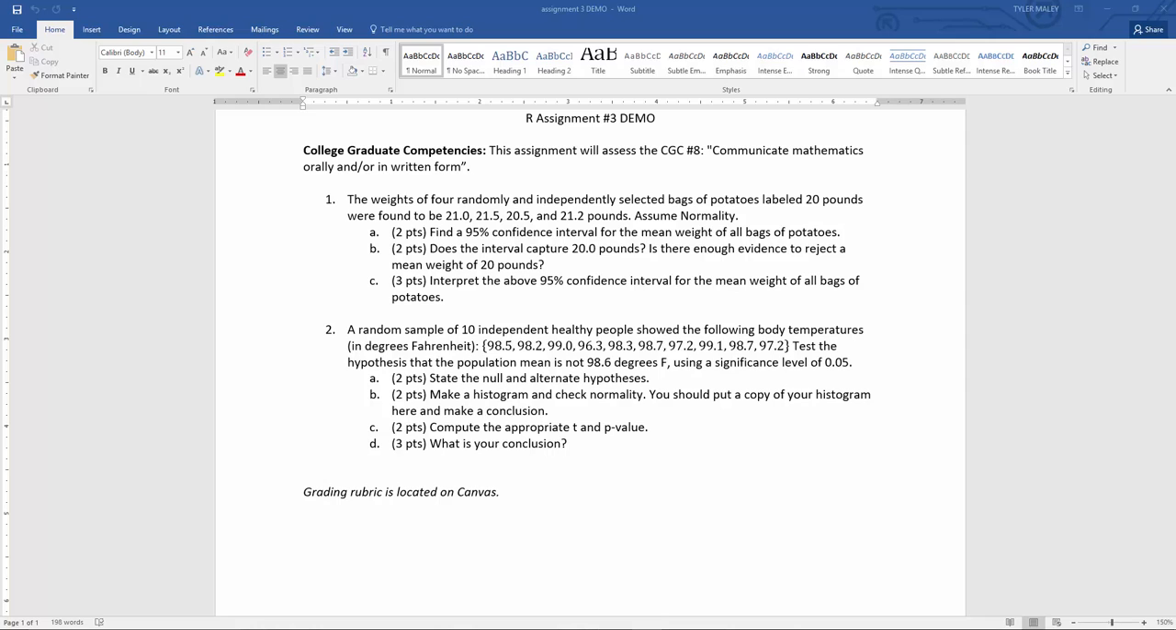Question 1 gives us a scenario. It says the weights of 4 randomly and independently selected bags of potatoes labeled 20 pounds were found to be 21.0, 21.5, 20.5, and 21.2. We're told to assume normality. Part A says find a 95% confidence interval for the mean weight of all bags of potatoes. So we're going to work through this problem with confidence intervals, and then in number 2 we're going to do a two-tail hypothesis test, and we're going to use R as our technology to do this.